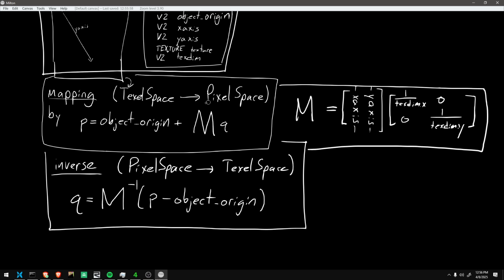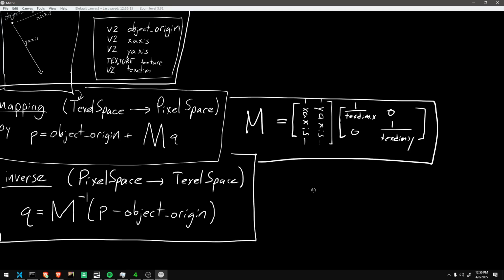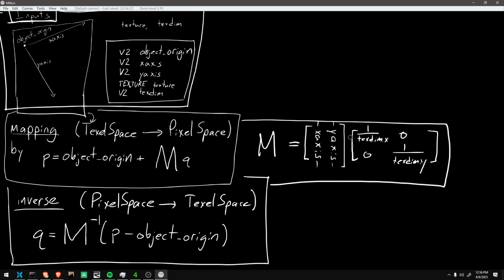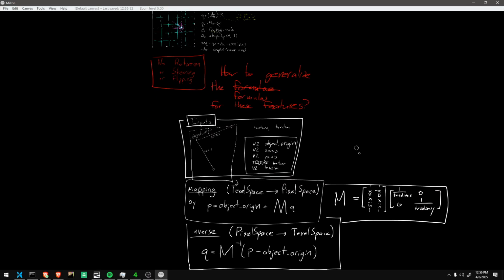So M plus this object origin takes us from a texel coordinate to a pixel coordinate, and the inverse of M with this formula takes us from a pixel coordinate to a texel coordinate. Okay. And they basically look like this: x-axis, y-axis. This is the part that's times pixel space, and this is divided by texel space. Right? Okay.